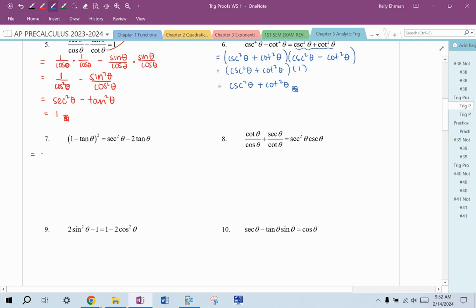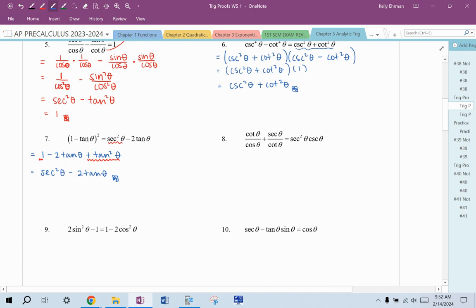If I square this binomial, I get 1 minus 2 tangent theta plus tangent theta squared. So that's a good sign because I can see parts of this are starting to match. So I have the minus 2 tangent. What about this secant squared here? Well, remember, 1 plus tangent squared is secant squared. That's a Pythagorean identity. So I'm just going to go ahead and say secant squared theta minus 2 tangent theta and call that one a day.